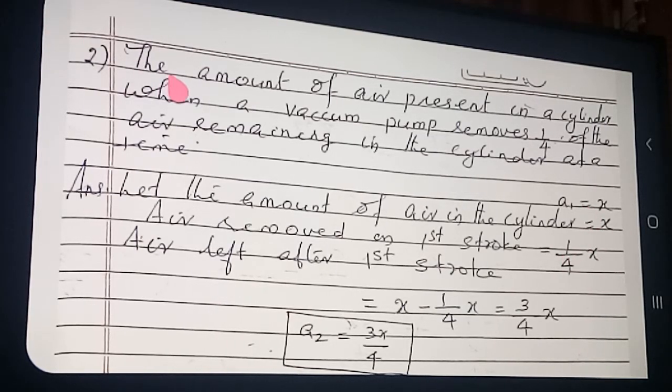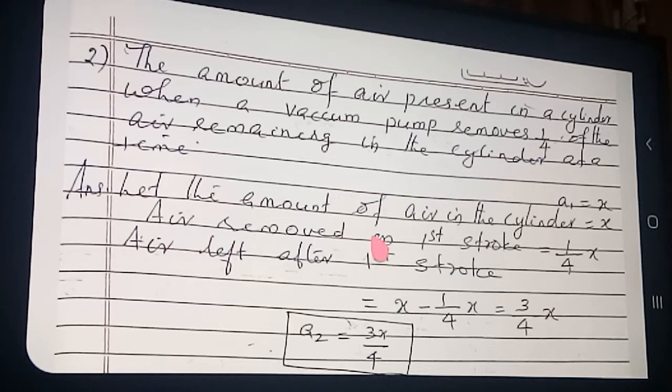Once more, read the question. The amount of air present in the cylinder when a vacuum pump removes 1/4th of the air remaining in the cylinder. How much air is remaining in the cylinder? From that, removing 1/4th of the air, how much do we get? That is the next term. Clear? So see here, let the amount of air present in the cylinder be x. That you take as A1.